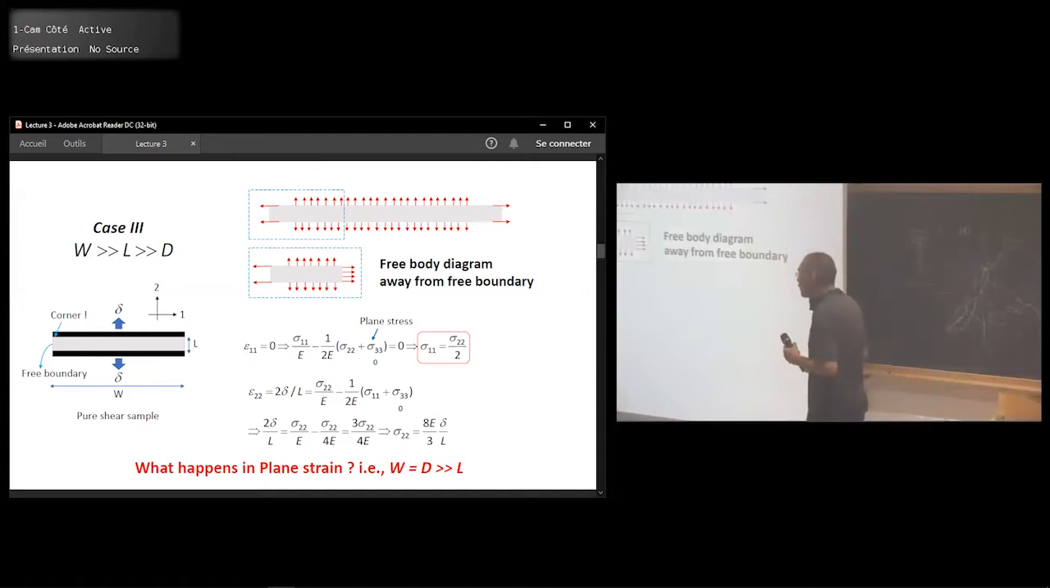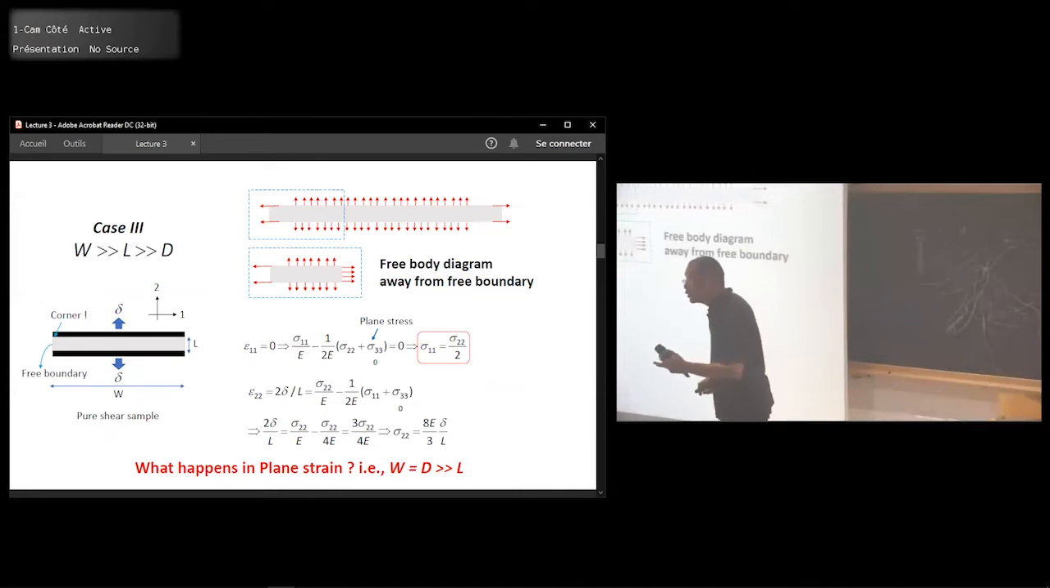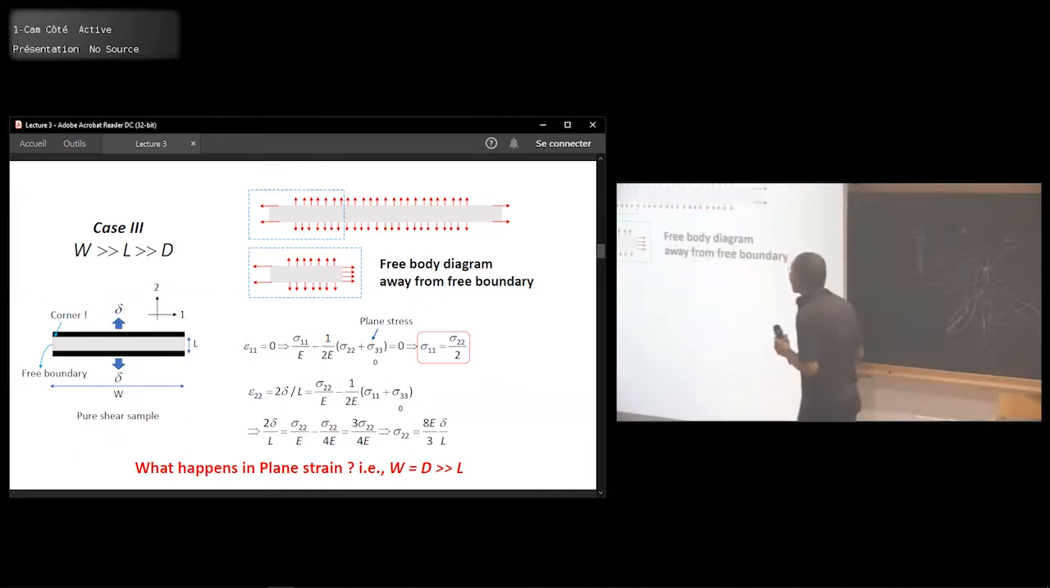Because this thing here is very long, and when the thing is very long, it's very hard to distinguish where the center is. So you can say that this is the center, this is the center, as long as you're a few distances L away from the edge. Everywhere is the center. That's what you assume. Sometimes your assumption could be wrong, but this assumption turns out to be good for this case.